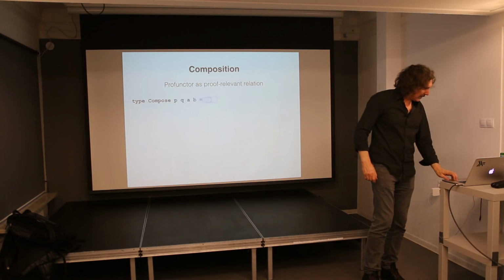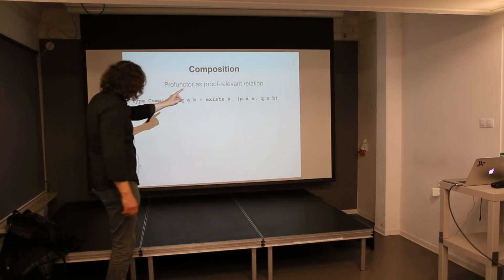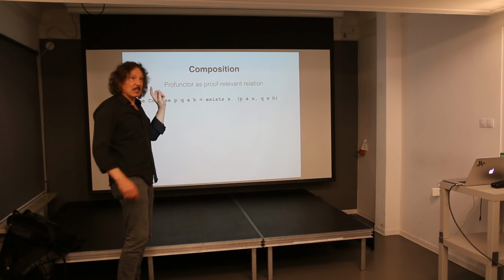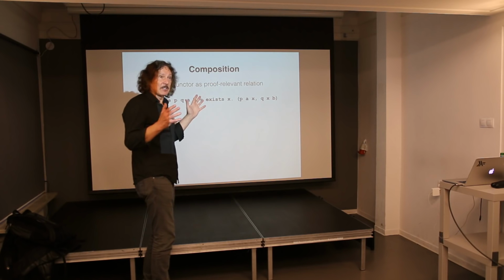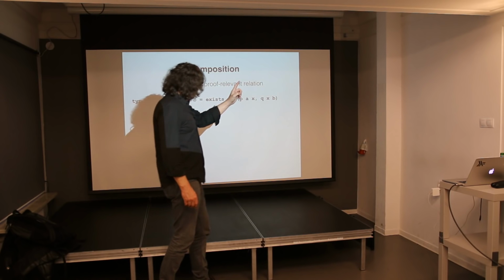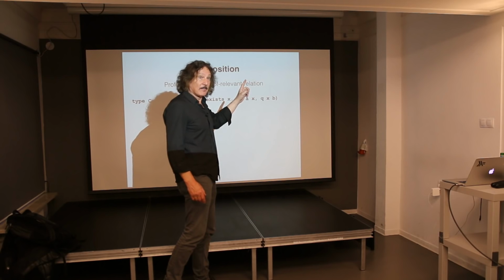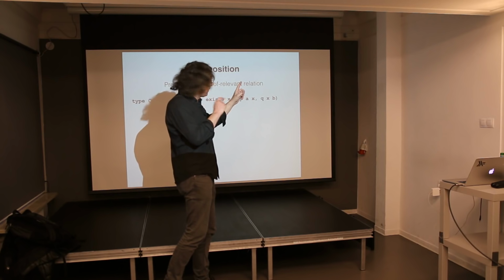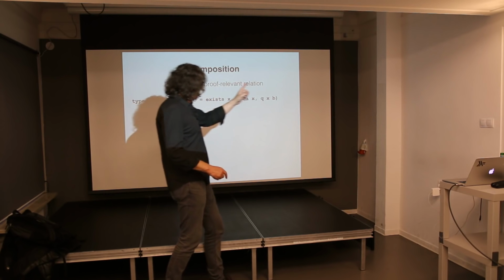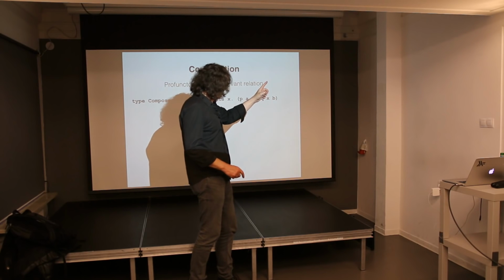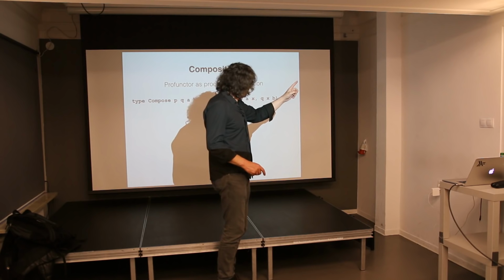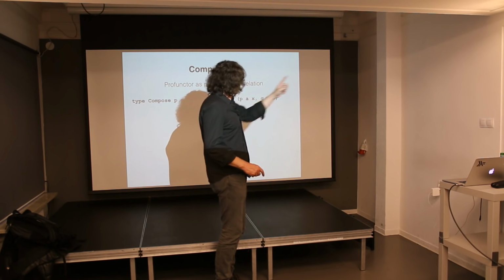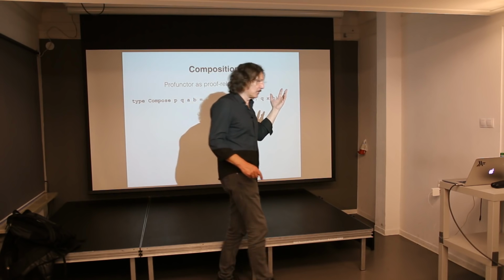Okay, so let's start with this point. If I have two profunctors, P and Q, I want to construct a new profunctor from A to B that is a composition of these two profunctors. So I'm saying there exists an X in between. This is the guy in between. And the proof of this relation that I'm constructing is a pair. So I have a pair of proofs that A is related to X and X is related to B. A is related to X, X is related to B. Therefore, I'm saying A is related to B, and here's my proof, a pair. This pair is my proof.